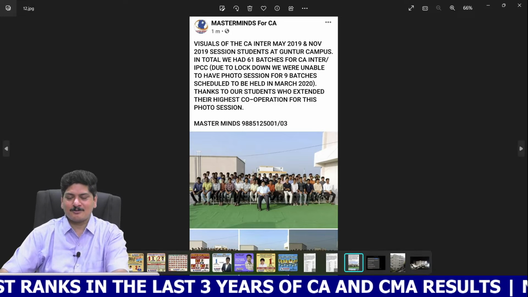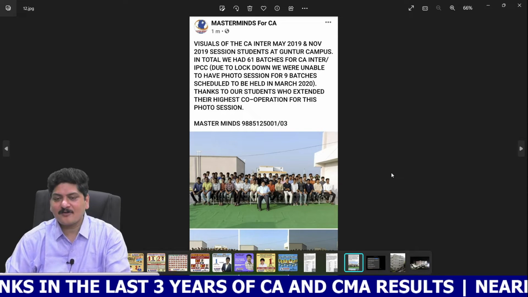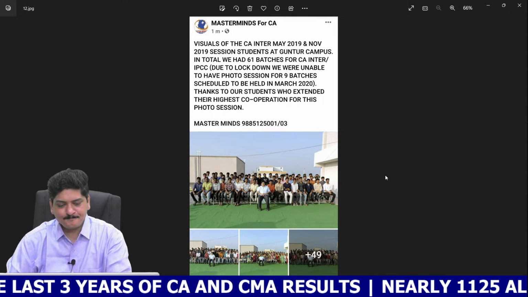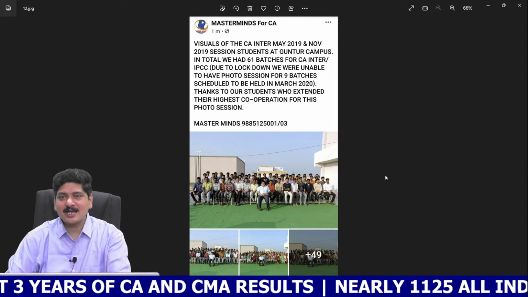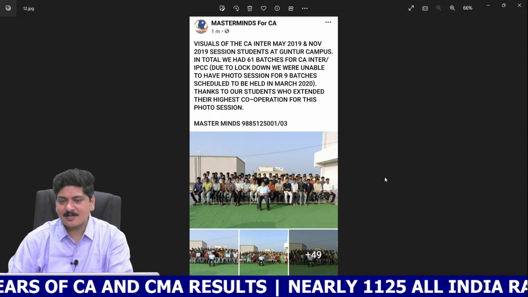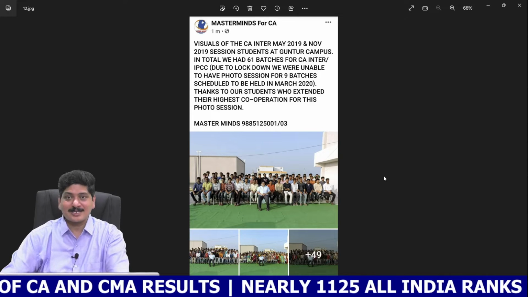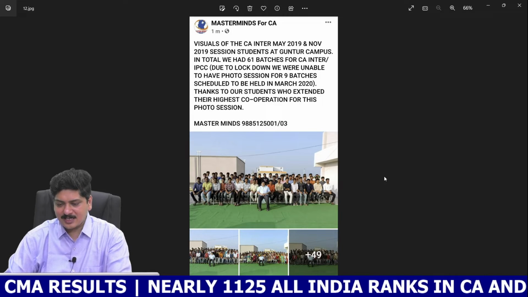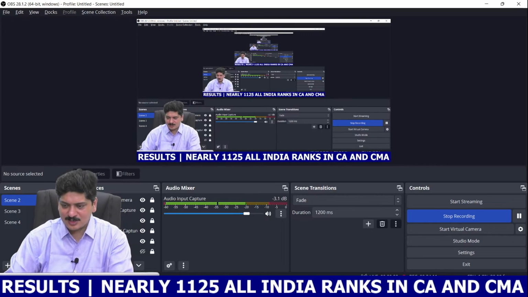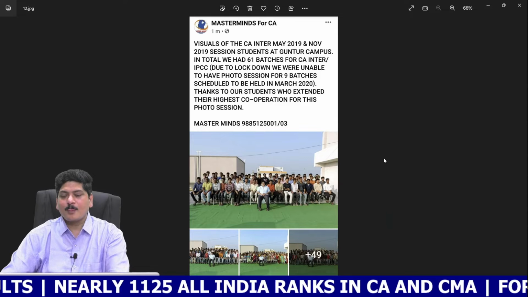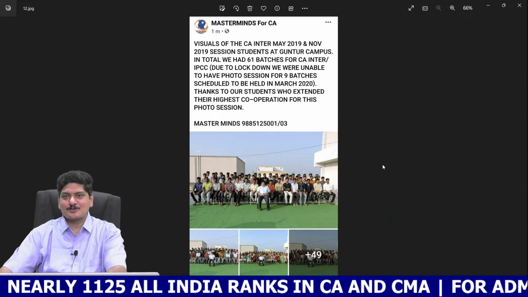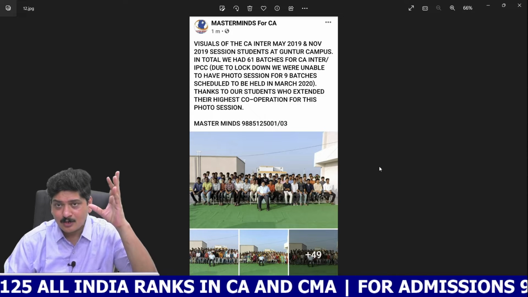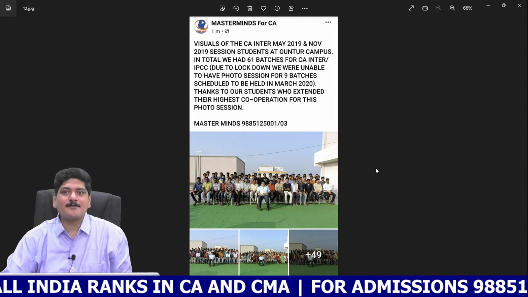By mistake, I gathered the CA Final photo session photo. Now let me show you the image of the CA Inter photo session that was conducted in May 2019 and November 2019. So yearly we'll be having 2 batches, and yearly 2 photo sessions as well. So put together in May 2019 and November 2019, you'll be surprised to know that 61 batches are there for CA Inter and CMA Inter.